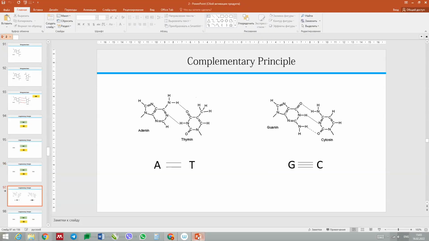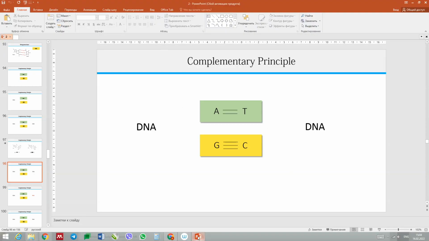So once again, an illustration with chemical formulas, but do not be scared. I will not ask you to remember this chemical formula, but I hope that you will remember the simple concept that adenine corresponds to thymine, and guanine corresponds to cytosine in the second chain of the DNA.